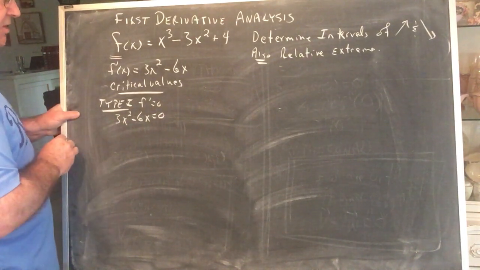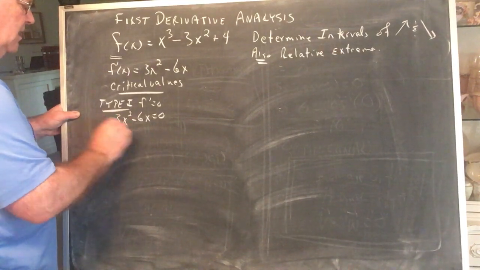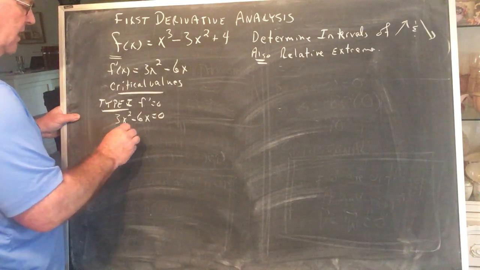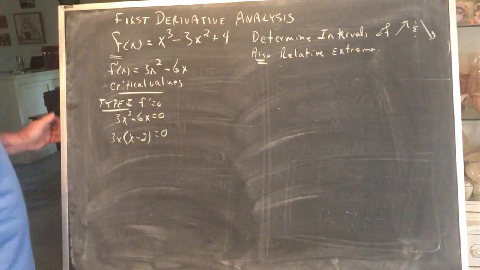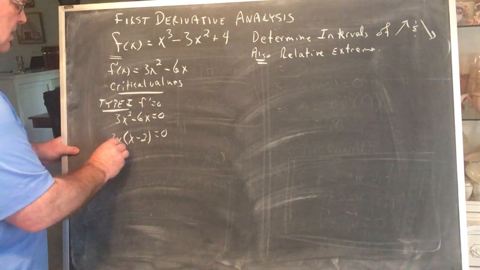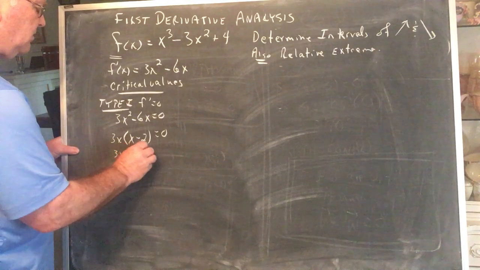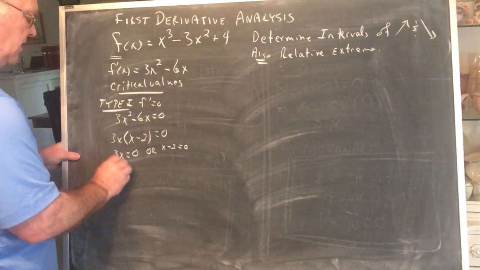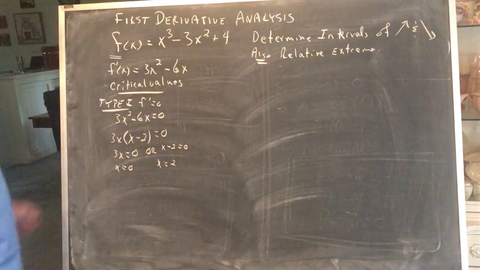And it's not particularly challenging to solve that. We're going to factor out 3x, leaving behind, let's say, x minus 2 equal to 0. Is that right? And so we have 3x equal to 0, or x minus 2 equal to 0. So that gives us x equals 0 for one critical value, x equals 2 for the second.